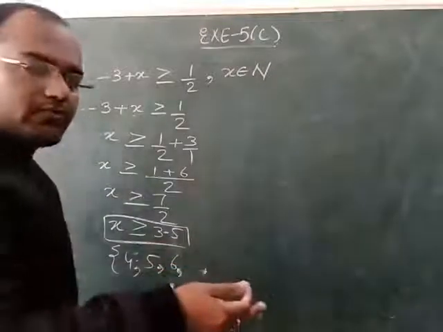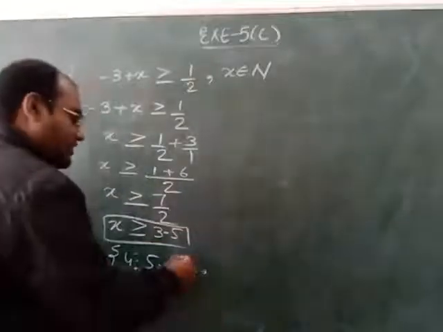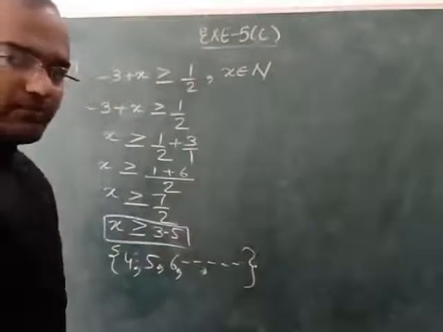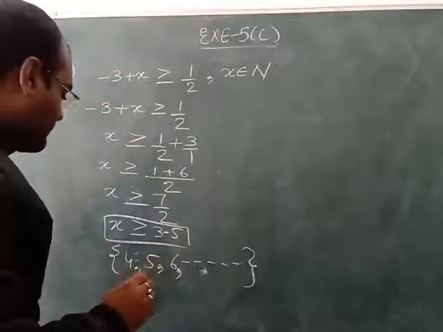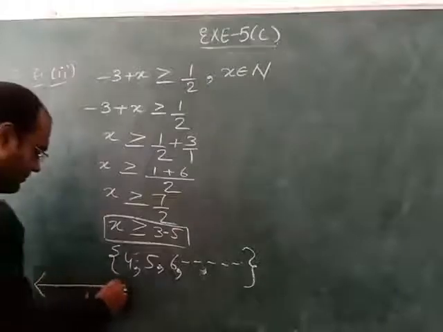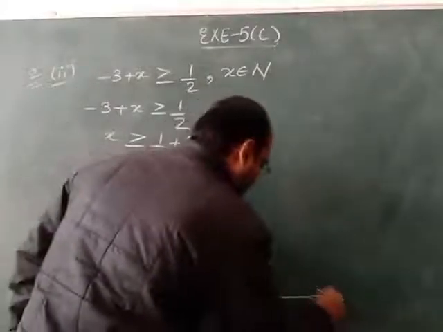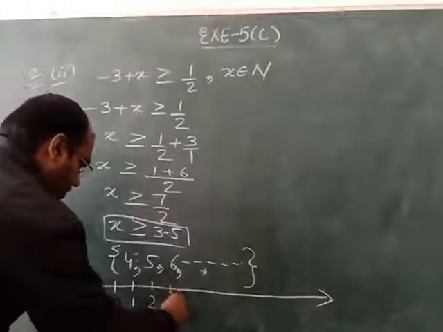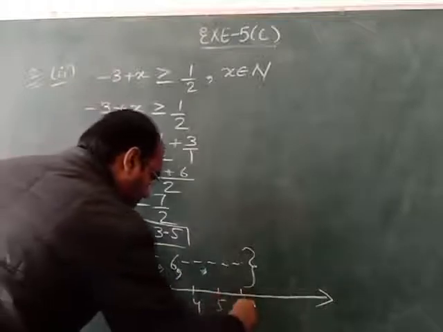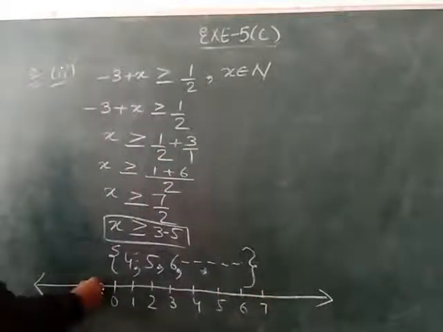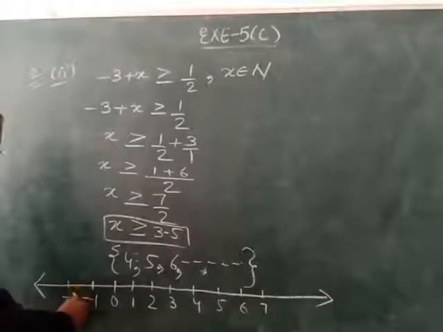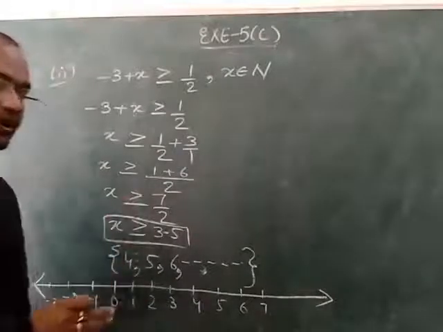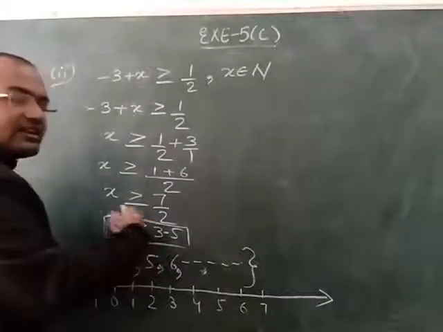Up to which number we have to take? It is not mentioned in the question. So natural numbers are infinite. So all those natural numbers will come under this solution. Now we will draw the number line. 0, 1, 2, 3, 4, 5, 6, 7. On the left hand we have to take negative numbers: minus 1, minus 2, minus 3. Now the solution set we had already written here: 4, 5, 6 and so on.